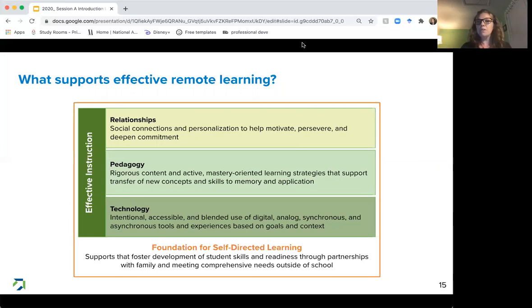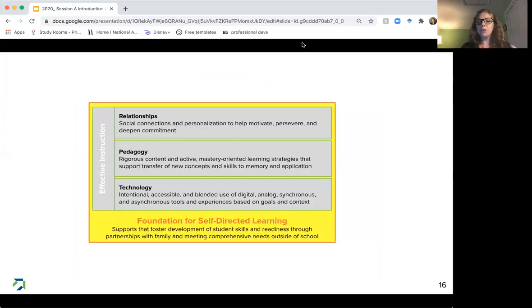Online learning environments are often reported to be isolating, and it's difficult for students sometimes to persevere. By amping up our commitment to relationship building, by building social connections and personalizing, meaning increasing students' relationship and understanding to the content and tasks and activities we're trying to ask them to personally engage in, we can actually really solve for some of the challenges that online learning can create. So first, let's start with the foundation for self-directed learning.